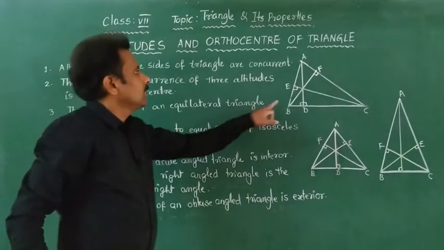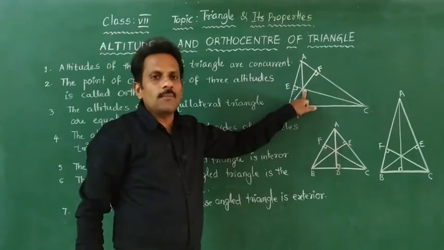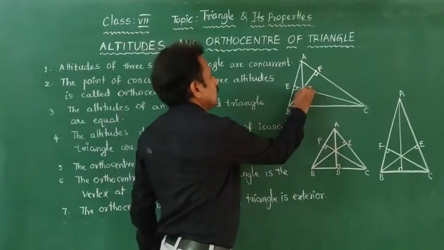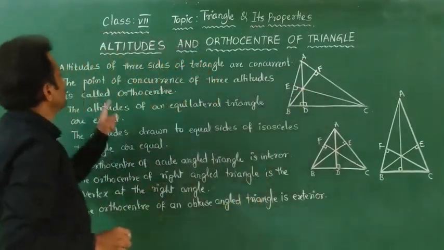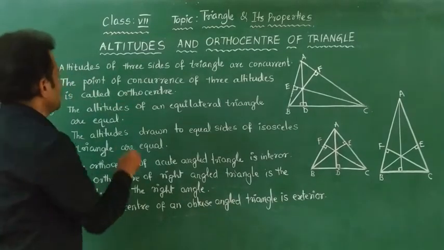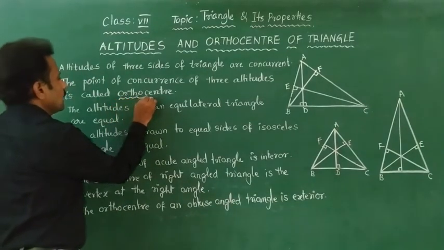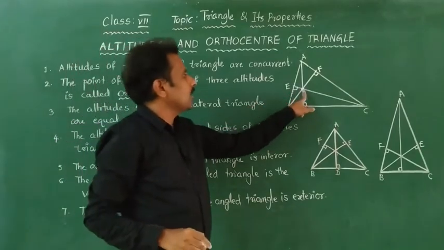So here the point of concurrence of three altitudes is called the orthocenter. So it is called orthocenter. Orthocenter is nothing but the point of concurrence of three altitudes.